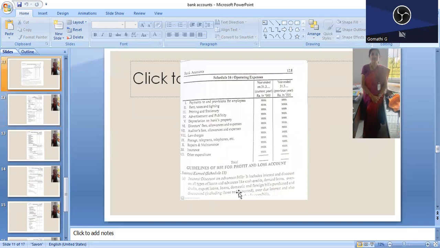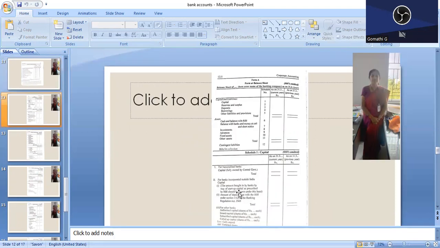Some of the guidelines given by the RBI for the profit and loss account. First one is interest earned. Interest or discount on advances or bills: it includes interest and discount on all types of loans and advances like cash credit, demand loan, overdraft, export loans, loans, domestic and foreign bills purchased and discounted, overdue interest and also interest subsidy, if any, relating to such advances or bills. Income on investment: it includes all income derived from the investment portfolio by way of interest and dividend. Interest on balances with RBI and other interbank funds: it includes interest on balances with RBI, call loans, money market placement, etc.